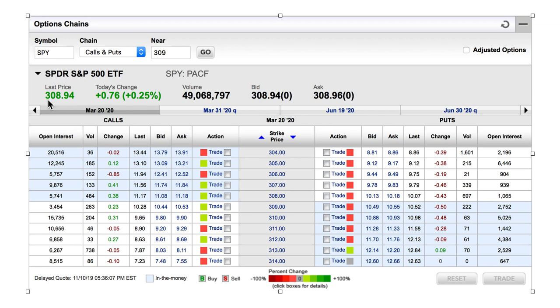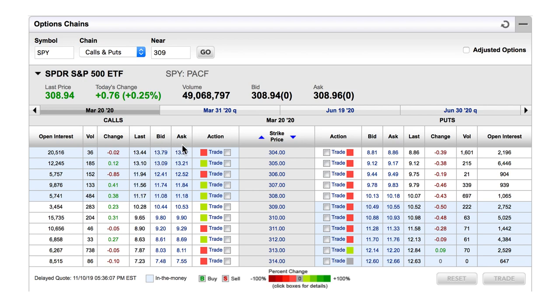And look at the price. The last price, when this quote sheet was called up and copied, the last price on it was $308.94. So we go right there between 308, 309, and we can see the division. We can see on the puts, everything below that's in the money. We can see on the calls, everything above that is in the money on the calls. And you can see the pricing, the bid and the ask.